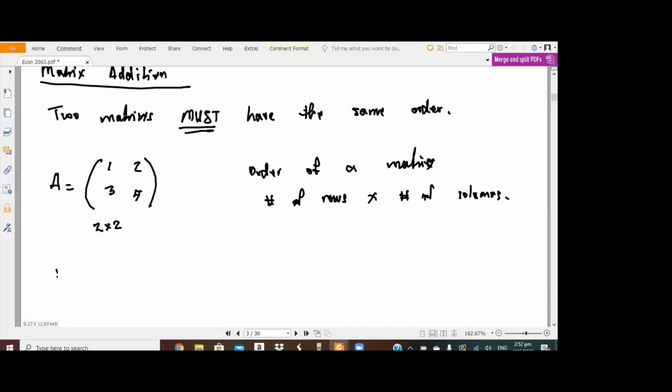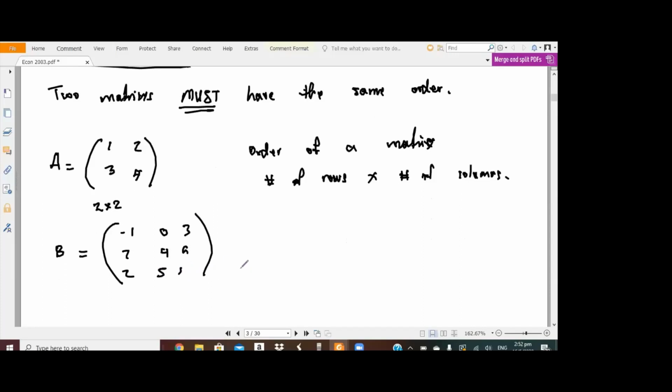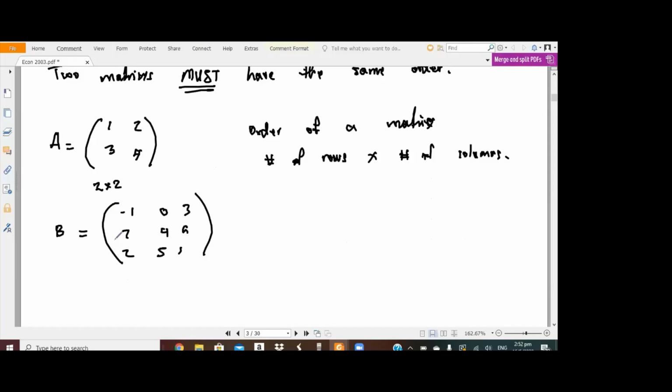If we go back to our example from B, I don't remember the exact values, so I'm just going to change them. So negative 1, 0, 3, 7, 4, 9, 2, 5, 1. The order of B here: if you count the rows, it's 3 rows and 3 columns. This is going to give me a 3 by 3. I'm going to introduce something odd. Let's say I gave you C as 3, negative 1, 4, 6, 7, 8. The order of C here is actually what? 3 rows and 2 columns. Rows always come first, then 2 columns.